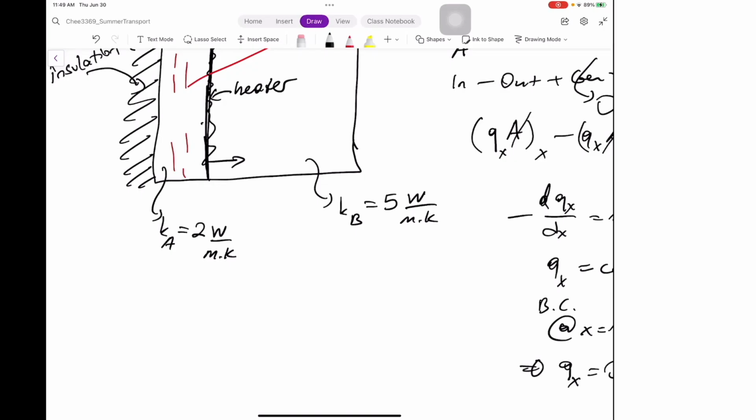But that's basically, you're right, that's an issue from the problem statement. It should tell you it's perfect insulation. But even if it's not, you can convince yourself very easily that this must be perfect insulation because there's no mention of what's going on beyond the insulator, right? Does that make sense?